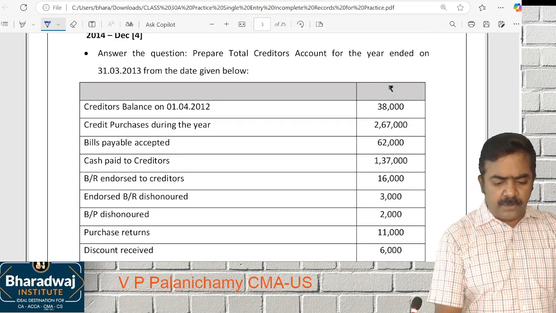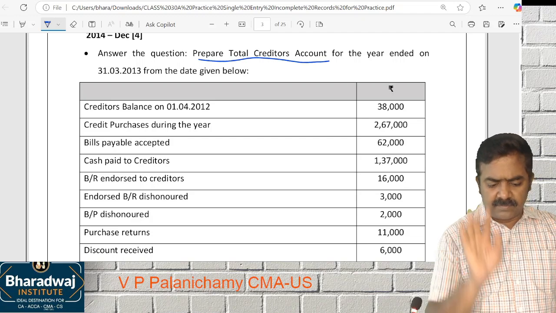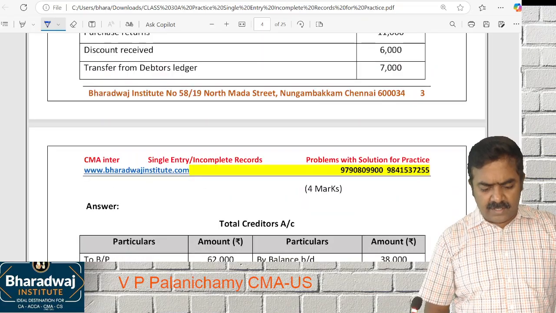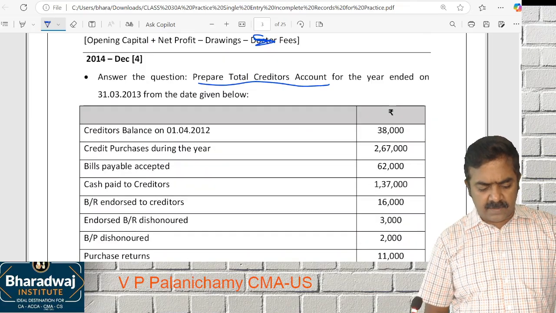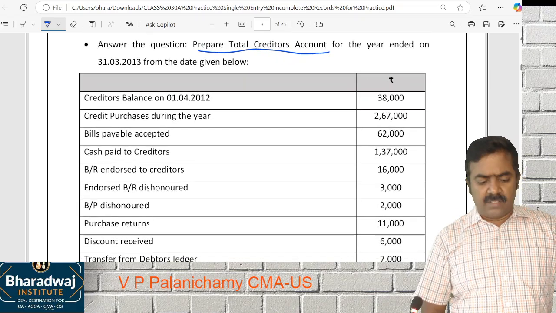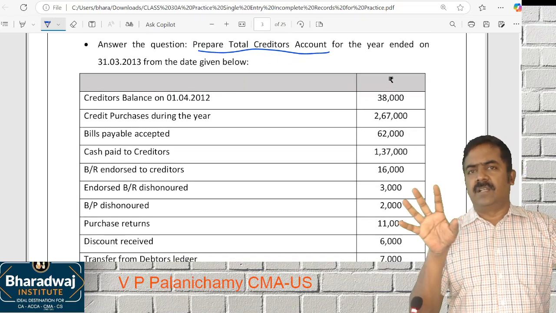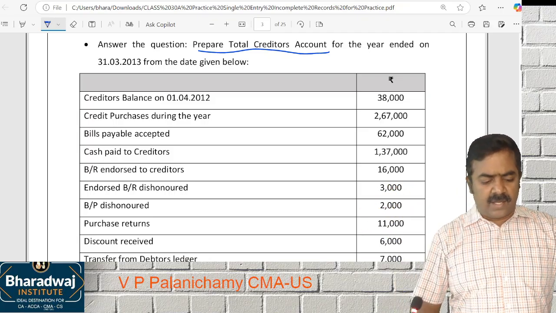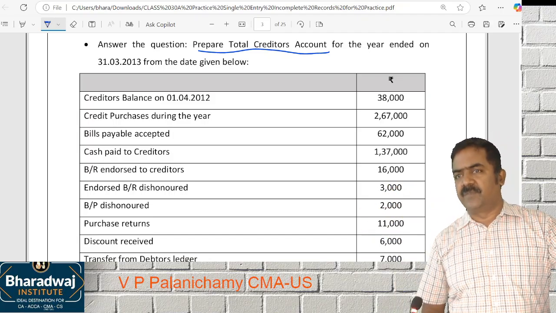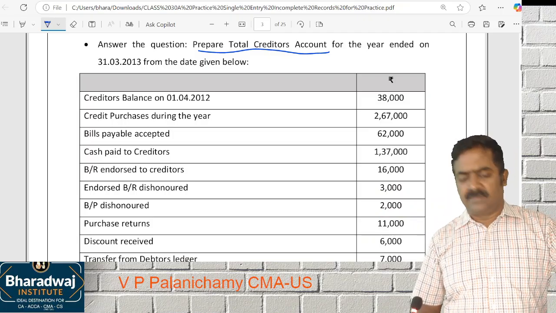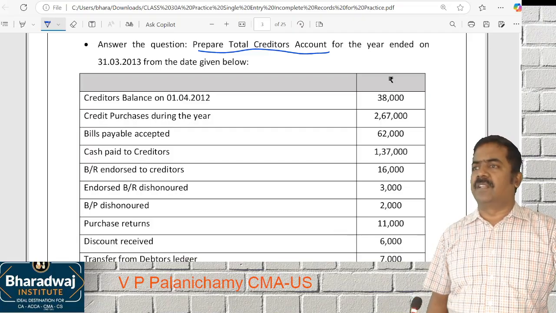They just ask you to prepare which account? Creditors account only. For how many marks? 4 marks. Now what I request is, listen. Answer is which account? Creditors account. I request you to pass journal entry. There is a reason for it. I request you to pass a journal entry for all the transactions.